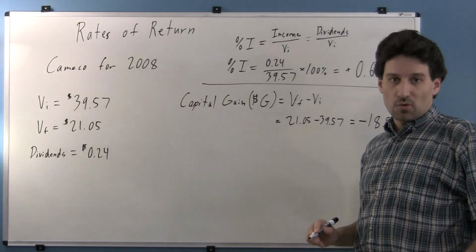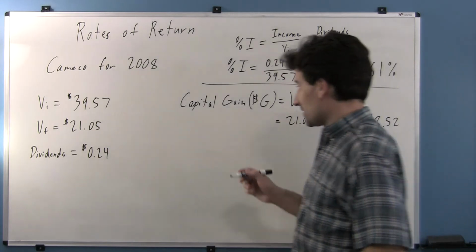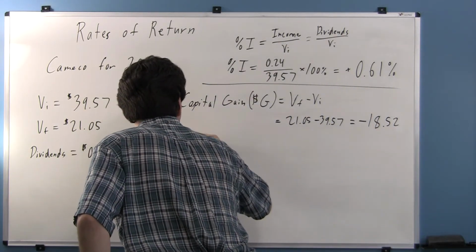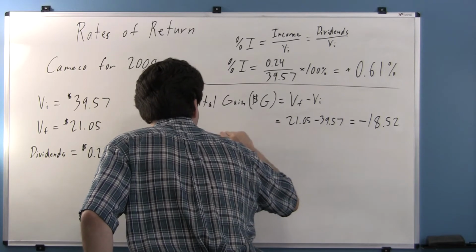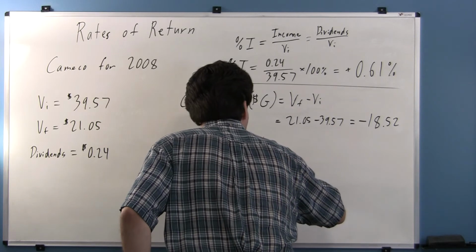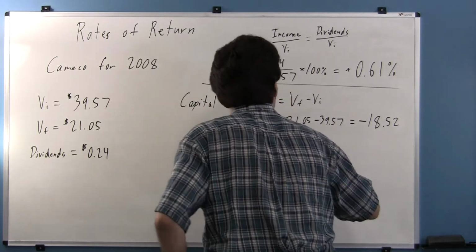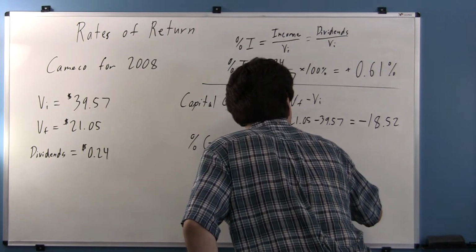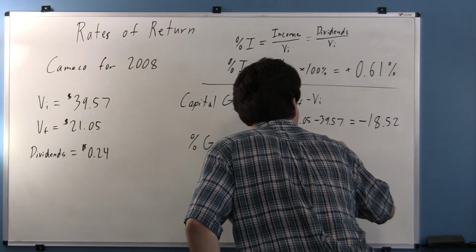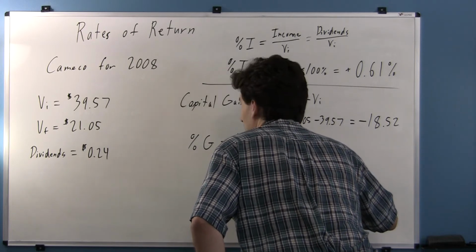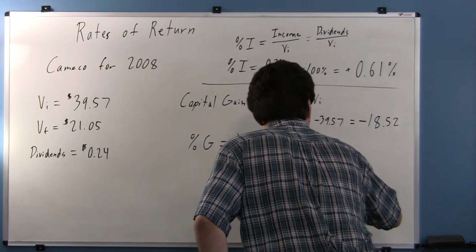Let's turn that into a percent rate of return. So like I say, percent G is going to be equal to (VF minus VI) over VI. I'll do the times 100 at the very end. So that's negative $18.52 divided by $39.57.